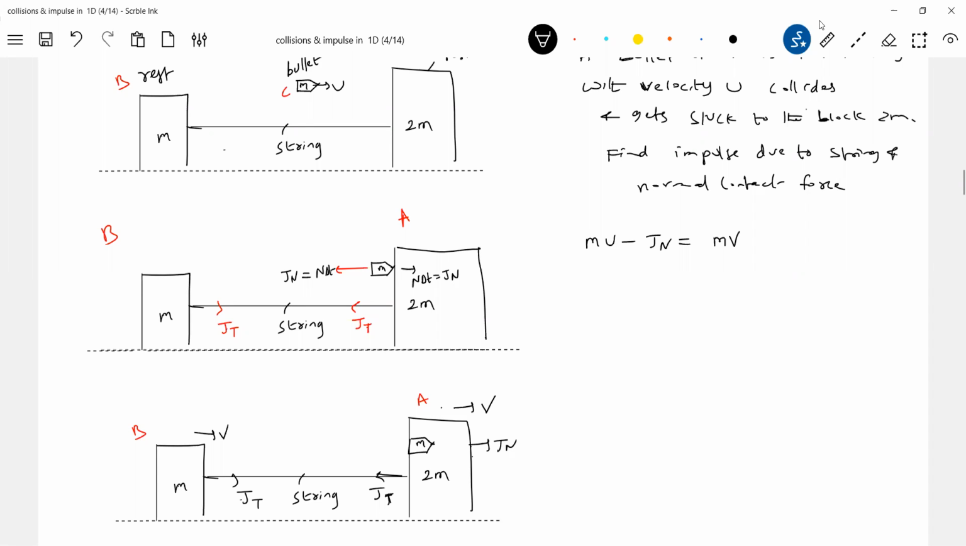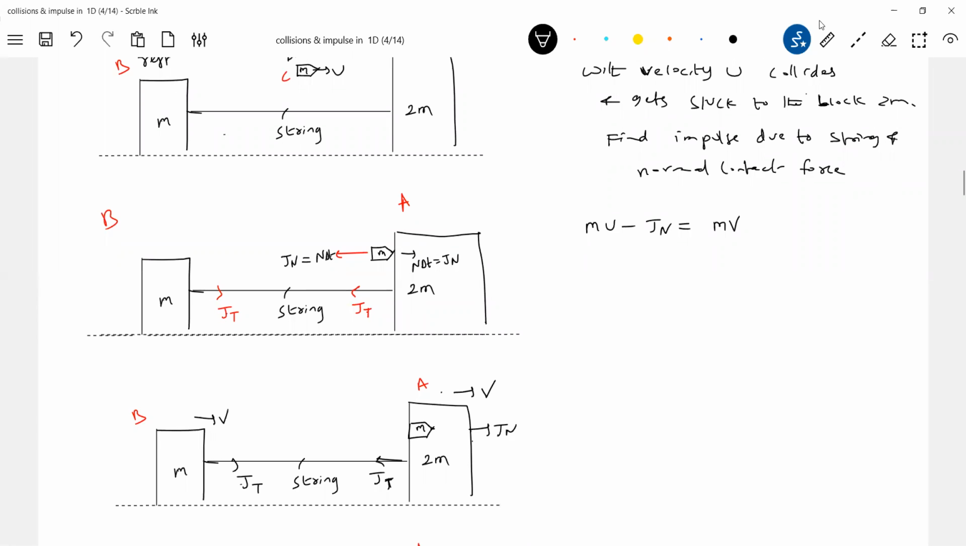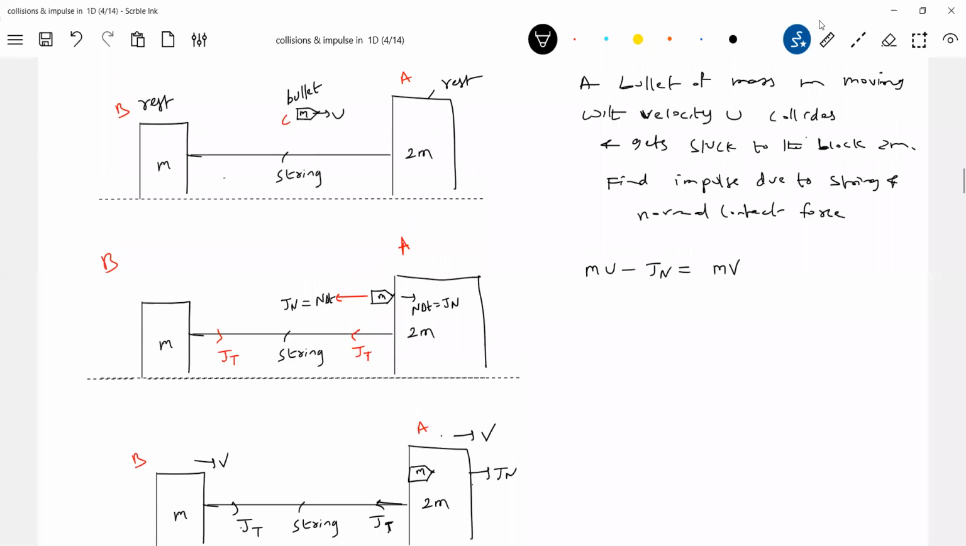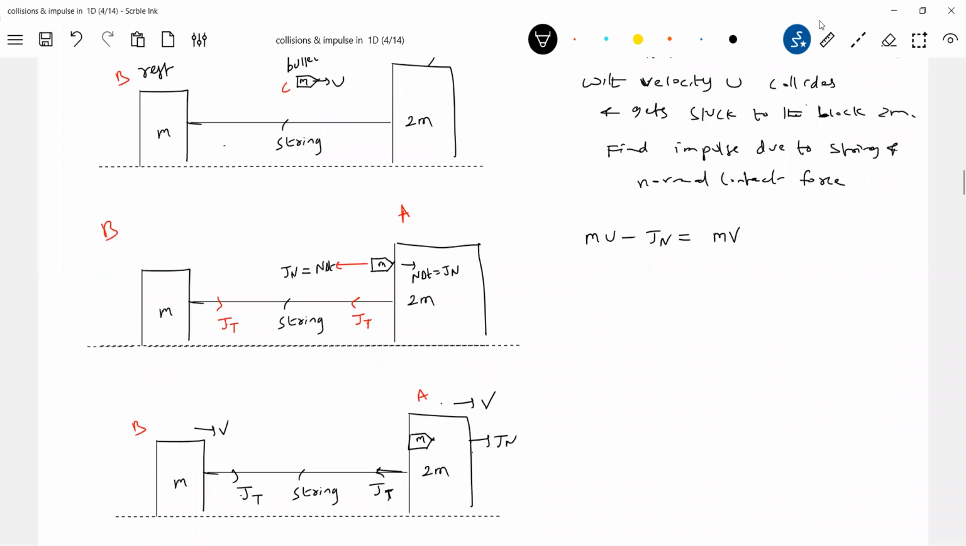Okay, let's look at the overall system. Can I apply conservation of linear momentum? Yes, you can apply it. So let me look at block A. Only on block A, let me write the equation. What are the forces, what are the impulses acting? Jn towards right, Jt towards left. And what was the initial state of block A? It was at rest initially. So 0 plus Jn minus Jt equal to 2mv.